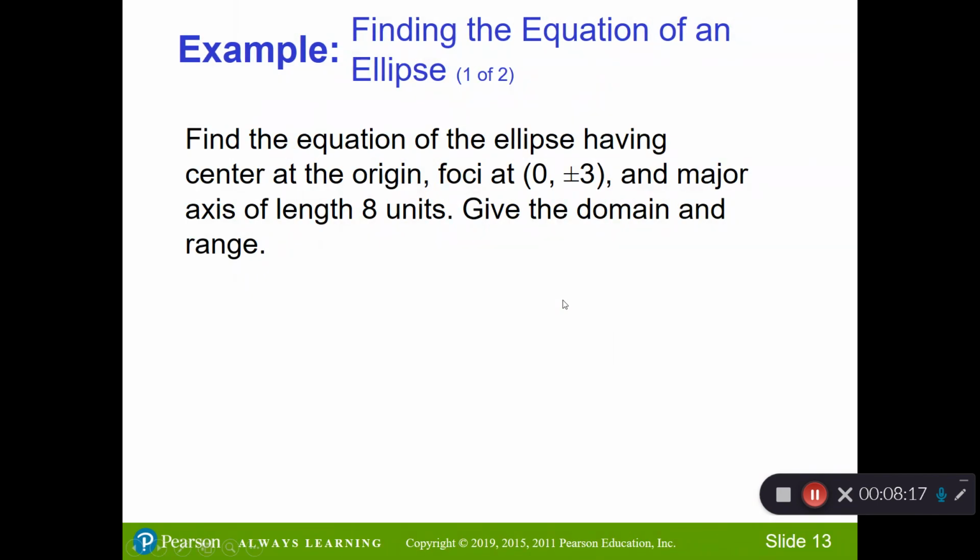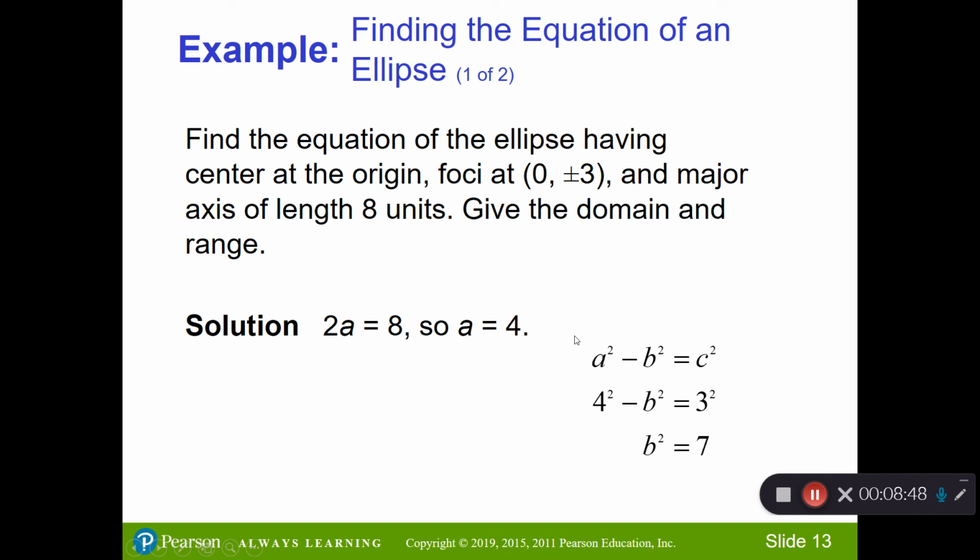All right, now let's find the equation of an ellipse having the center at the origin and a focus at plus or minus 3 and a major axis of 8 units. Well, if the center is the origin, we know that x squared and y squared are going to be in the numerator of each of those fractions. So my length is 8 units, so we say 2a is equal to 8, so a would be 4, dividing both sides by 2. And now we can find the c by plugging this 4 in for the a, minus the b squared equals that c squared.